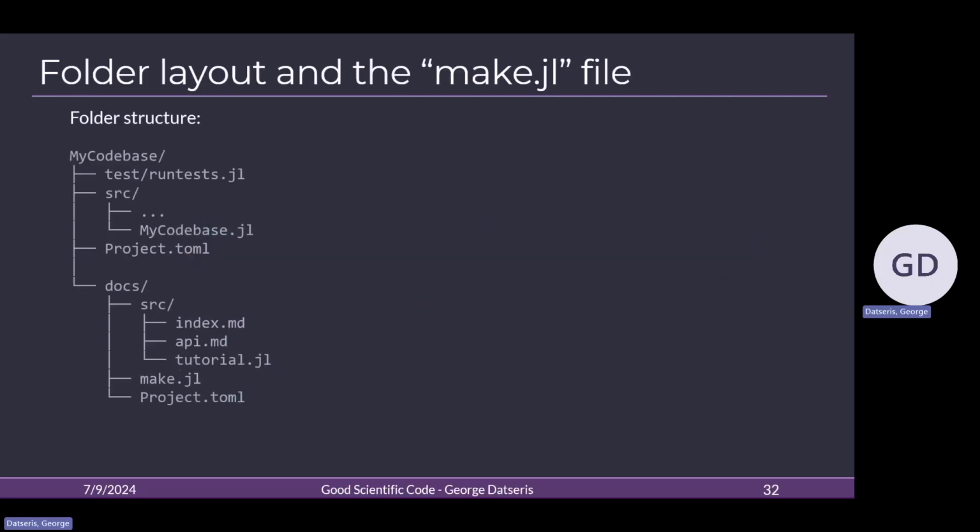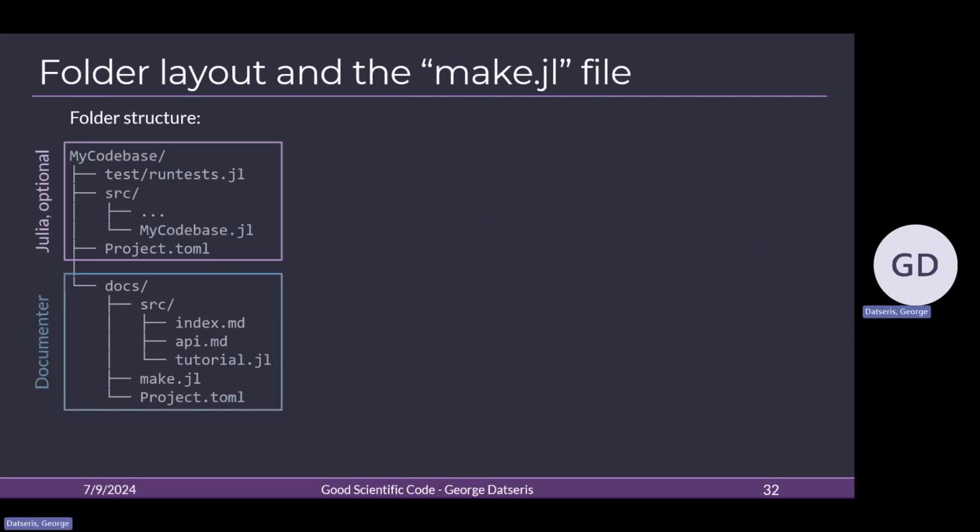Now, to do this, you have to follow a particular folder layout and have a particular file. The folder layout is as you can see here on the left. Now, if your code base happens to be a Julia package as well, then you will have these folders already. You don't have to, because you can document the code base without it being a Julia package, but typically it will also be the case.